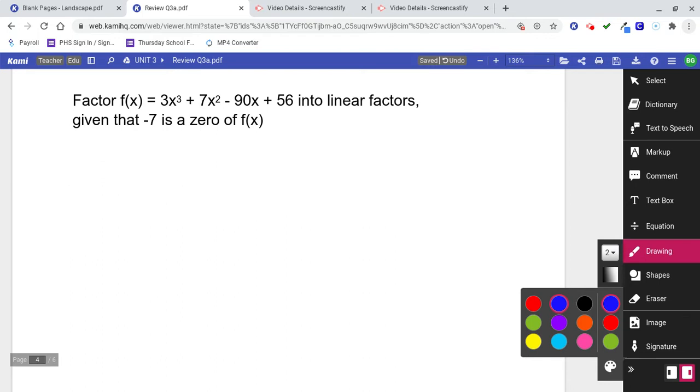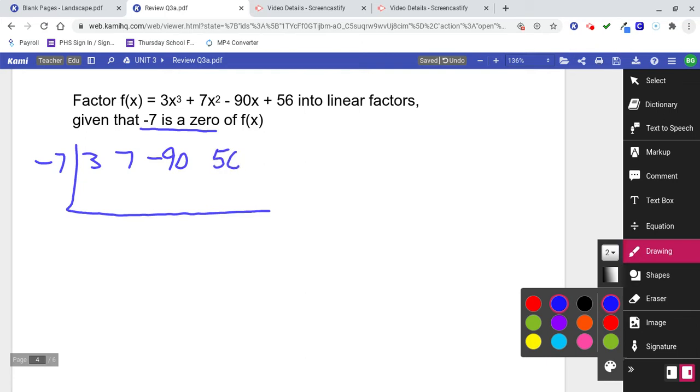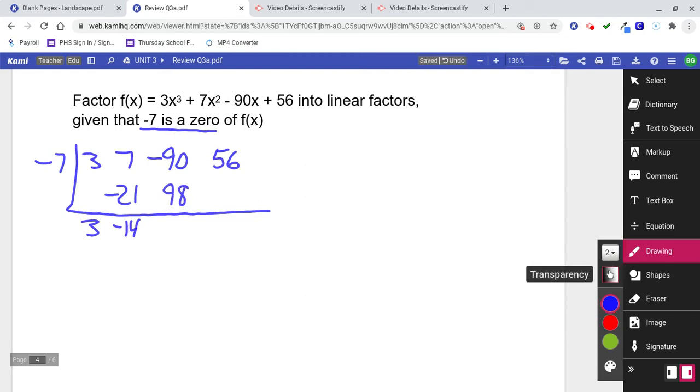Next one, factor this expression, okay? And that would be hard to factor, except they give me this information that -7 is a 0. So if I know that -7 is a 0, then I can break this problem down. Add down and multiply, add down and multiply. 7 times 14 is 98. Add down and multiply, add down, okay, 0.